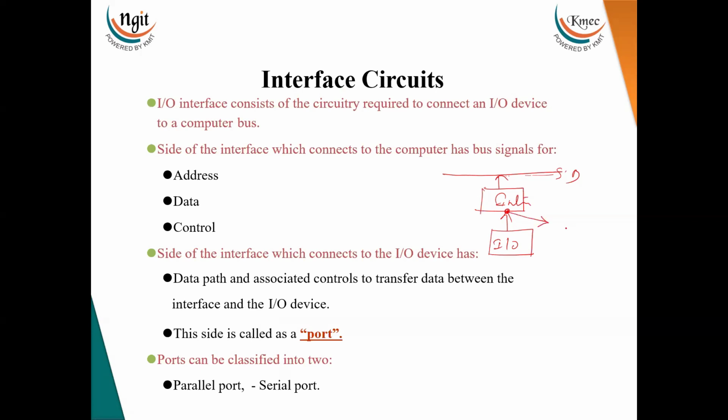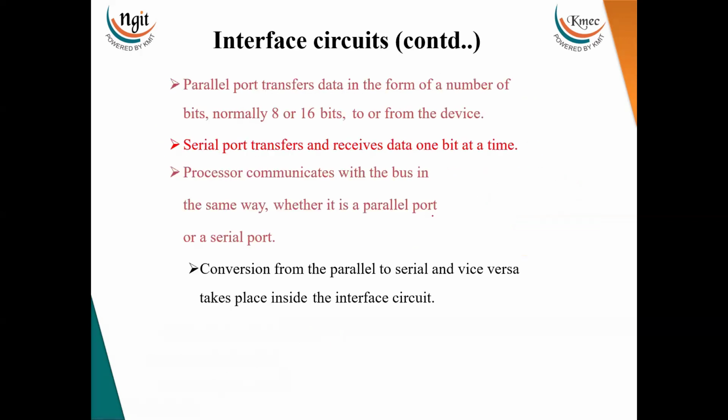Now the point where the IO devices are connected to the system bus through the interface, this point or this node is considered as a port. Here we will call it a port. And these ports are classified into two different types: one is a parallel port and another one is a serial port. Now what does parallel port mean?